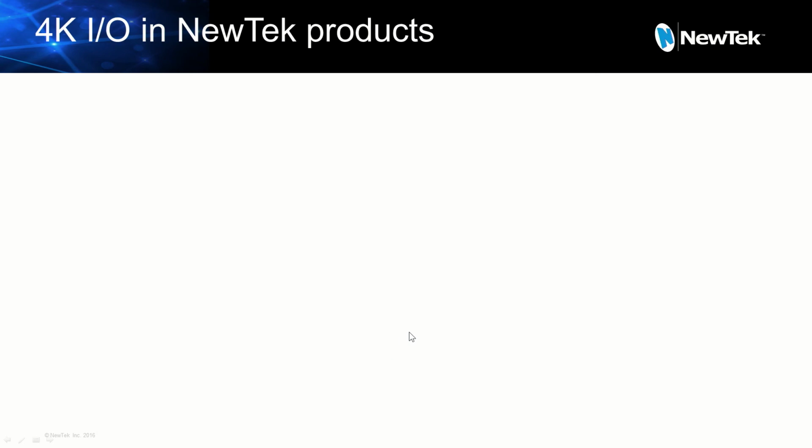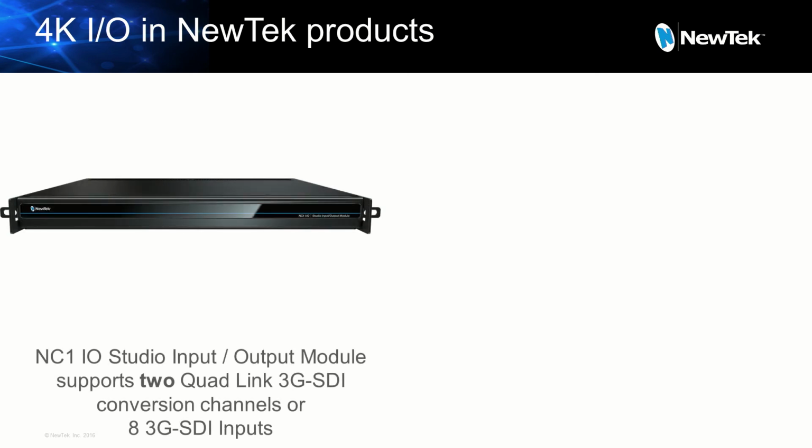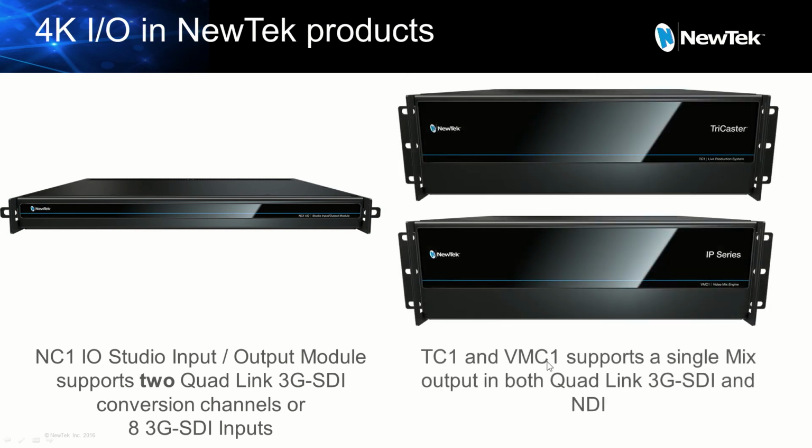Also, the products that NewTek has today that support 4K workflows are the NC1 IO, which we just looked at. This will support up to 2 channels of UHD, either input and output if you want to set it up to do one each direction. And the TriCaster TC1 or IP series units can both do a single UHD output.